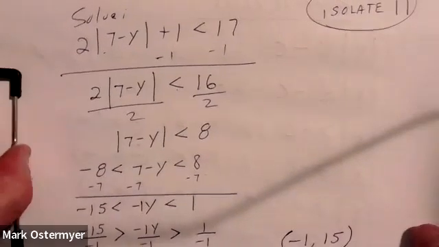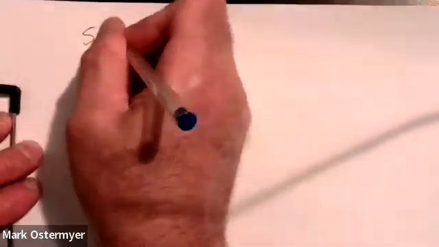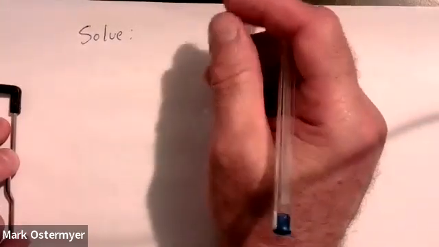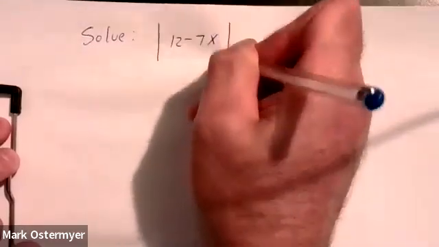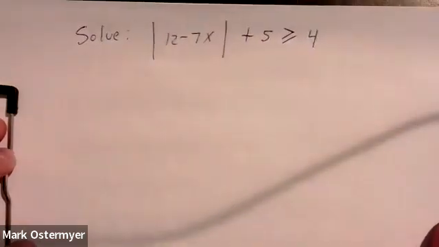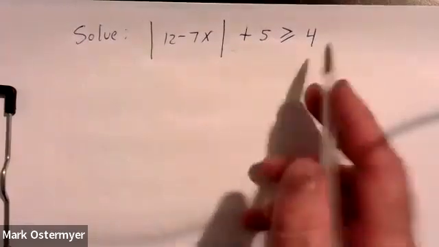All right, I will now show you how to solve an or type of inequality. And here we go. We'll try to solve this one here. We will attempt to solve this absolute value inequality for x. To do so, we want to isolate our absolute value on the left side. So to do that, we subtract 5 from both sides.